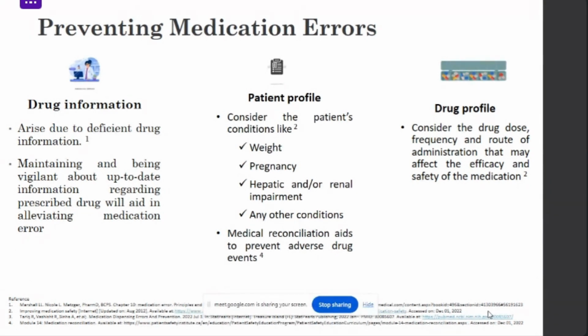This is very much crucial. You need to understand when you are approaching a physician, you need to give the accurate information on what the drug is, how it is to be used, and what are the things that need to be considered. Apart from the price and all, this is very much crucial. Patient profile is very much important, whether weight, pregnancy, or renal impairment and other conditions need to be looked after. And what is the profile of the drug? What is the dose? What is the frequency? And what is the efficacy of the drug?